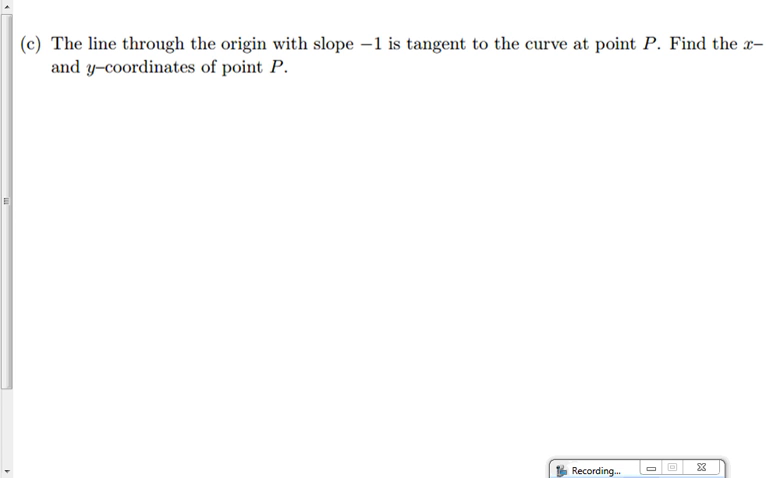We know the slope. The slope is -1. So we know, and what's the y-intercept? If it goes through the origin, the y-intercept is 0. So y equals -1x is tangent to the curve. And we know the slope.